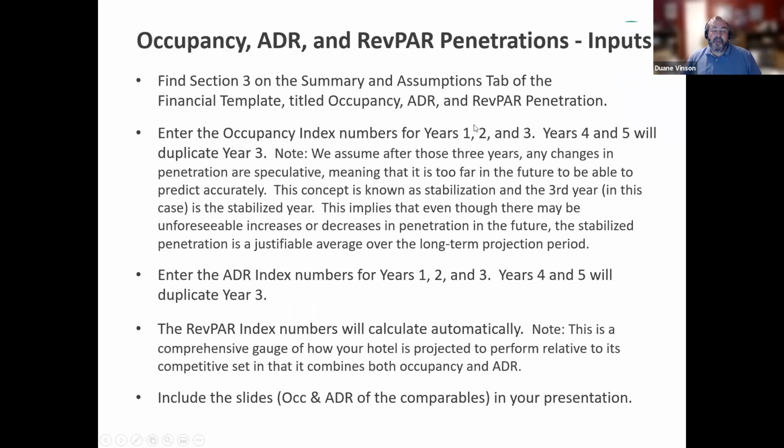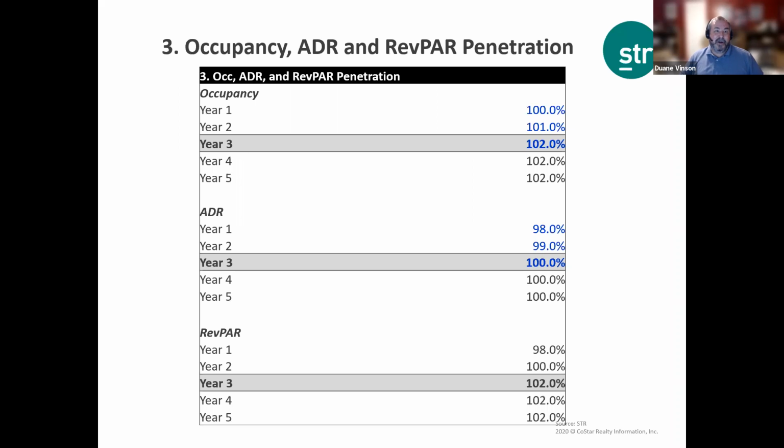So we want to find section 3 on that summary and assumptions tab of our financial template. And we're going to enter the occupancy index numbers for years 1, 2, and 3. And then years 4 and 5 will just duplicate what we entered for year 3. We're going to do the same thing for our ADR indexes. And then RevPAR will automatically be calculated based upon what we entered for our occupancy and ADR.